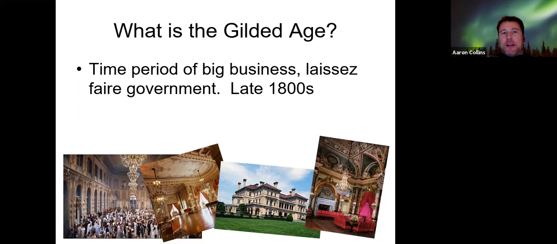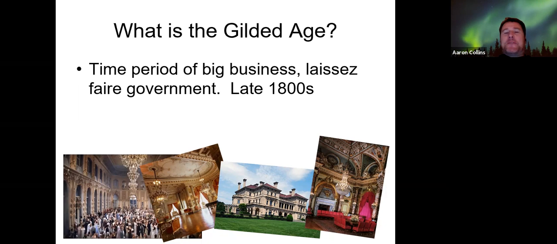I want you to think of it like a donkey turd. It's really shiny on the outside, but if you dig in, what do you get? You get more turd. The reason the Gilded Age is called the Gilded Age is because it looked really good from a distance. Why did it look good? Because there was some wealth. Not everybody had it, but there was some wealth. People had jobs. They weren't great jobs, but they had jobs. There were jobs for anybody who wanted a business.